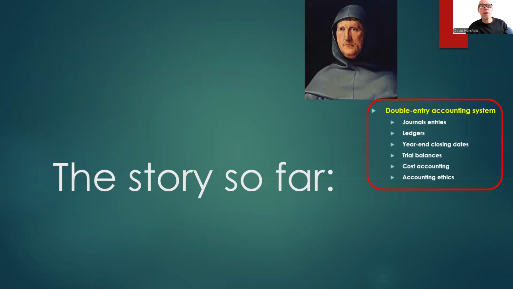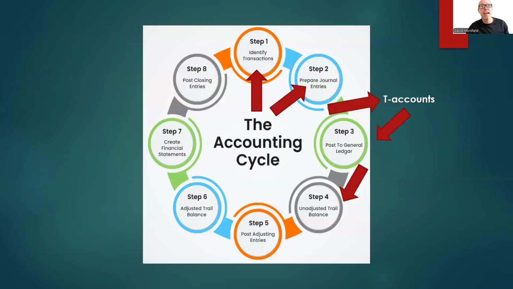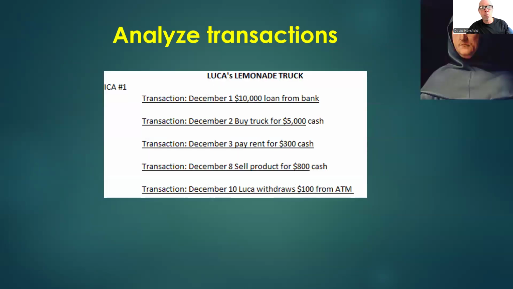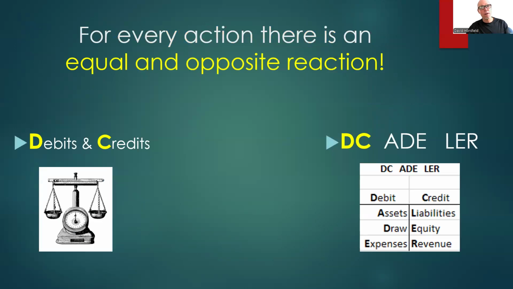So we know Luca Baccioli set up this whole idea of the double entry accounting system, and it still carries forward through to today. Our journey has taken us through transactions and journaling and T accounts, visual representation to the general ledger. And then we built ourselves an unadjusted trial balance. And how we got there is we started way back at looking at business transactions, and we analyzed those transactions, and we understood that there's balance and harmony that's required throughout this accounting process.